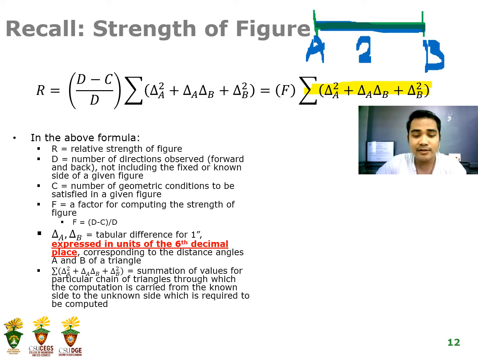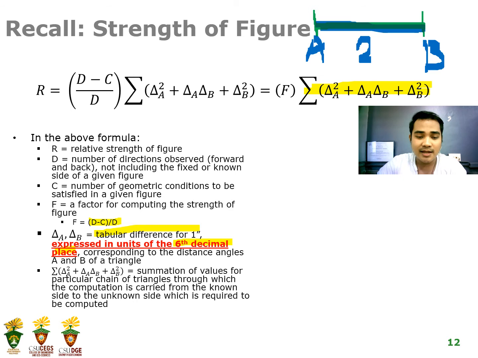And C is the number of geometric conditions to be satisfied in a given figure. And F is a factor for computing the strength of figure, which is equal to (D minus C) over D, where change in A and change in B are the tabular differences for 1 second. You already know how to get the tabular difference for 1 second, since we discussed it in the previous part of this lecture. Change in A and change in B are expressed in units of the 6th decimal place, so they should have 6 decimal places, corresponding with the distance angles A and B of a triangle.